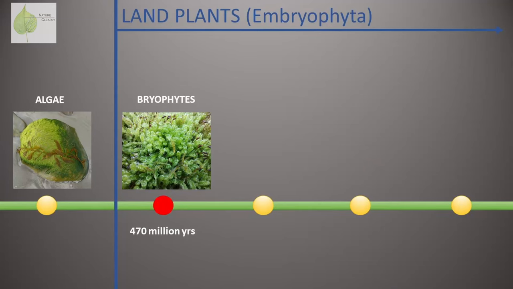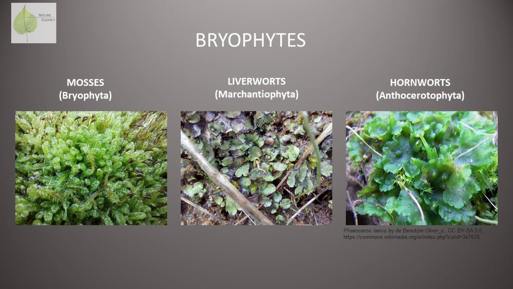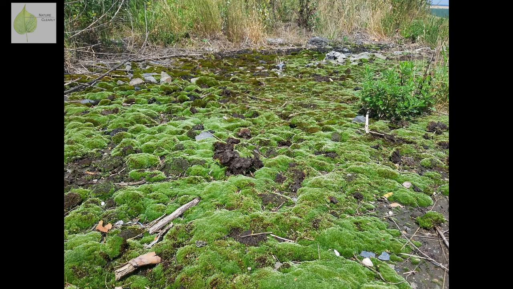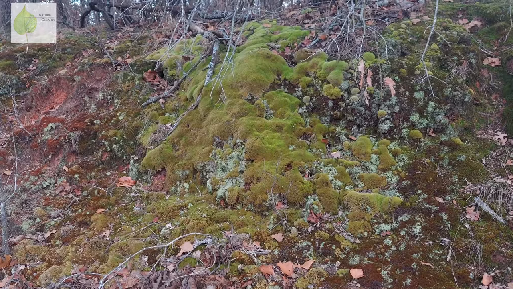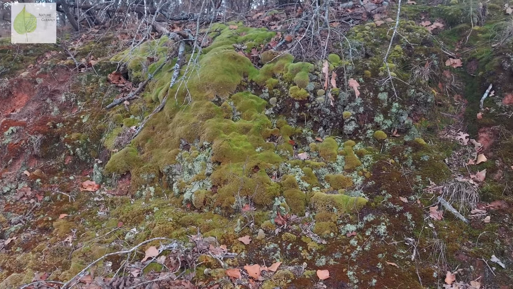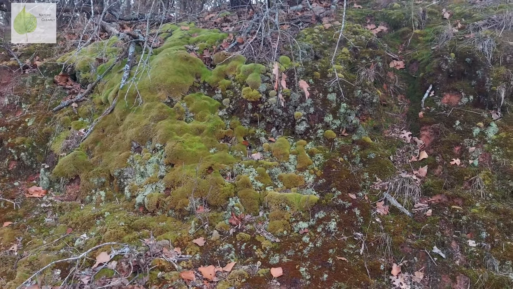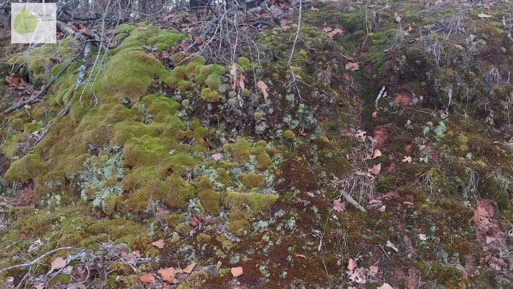Land plants, or the Embryophyta, are traditionally divided into four groups. The oldest group, which evolved some 470 million years ago, are the bryophytes. Bryophytes consist of mosses, liverworts, and hornworts. They tend to grow in moist habitats, although they are not limited to them. Different types of bryophytes often grow together, as seen on this slope covered in different species of mosses and liverworts.